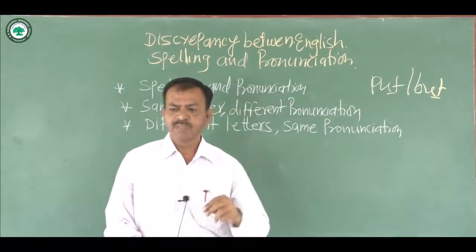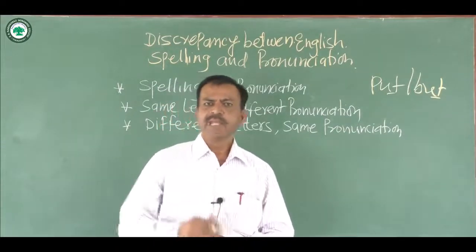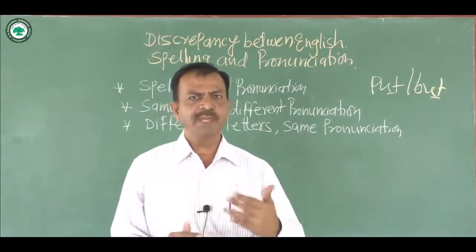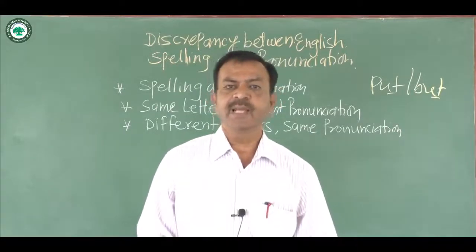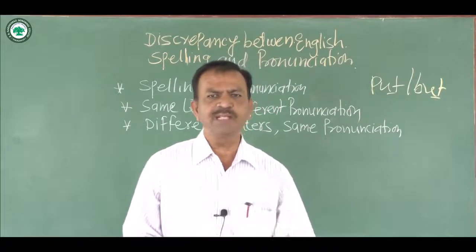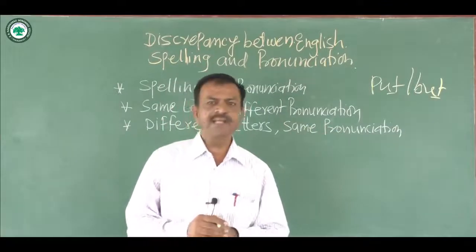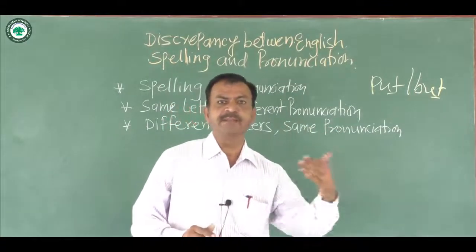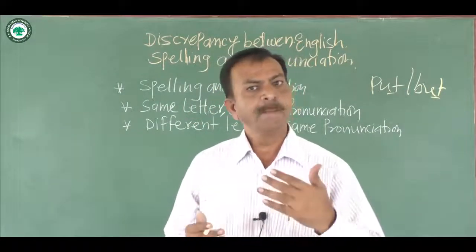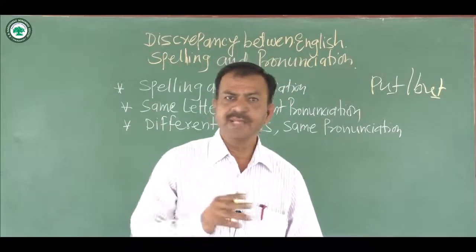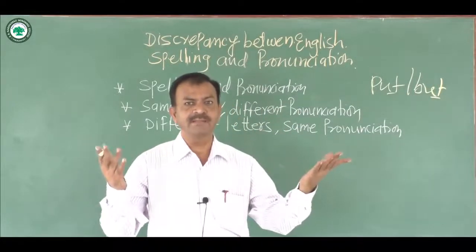Another example is MASK. In British English, MASK is pronounced as 'mahsk', but in American English, the same word is pronounced as 'mask'. Another example is PLANT. In British English, the word is pronounced as 'plahnt', but in American English, the same word is pronounced as 'plant'.